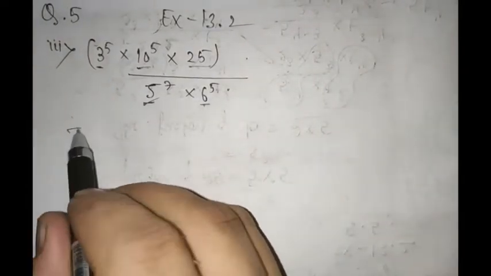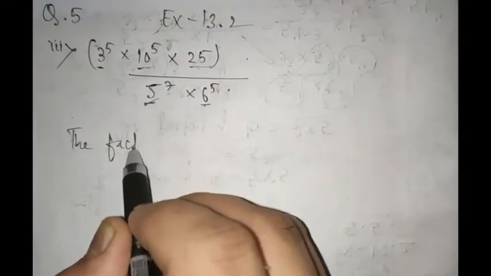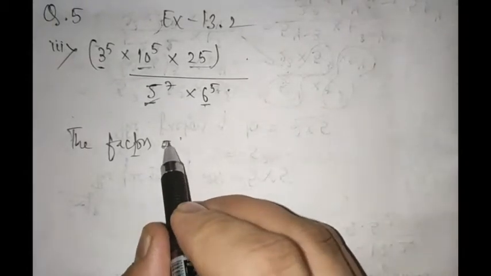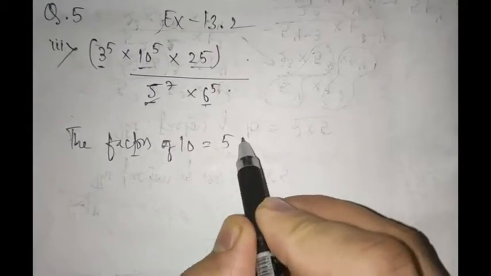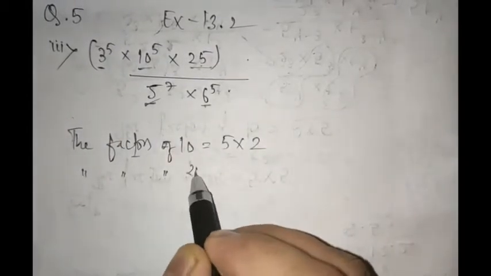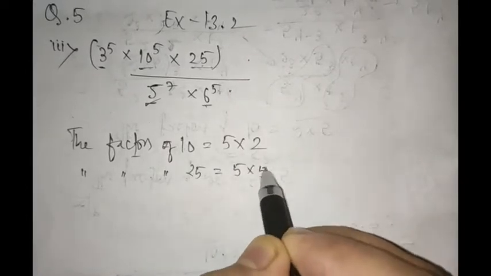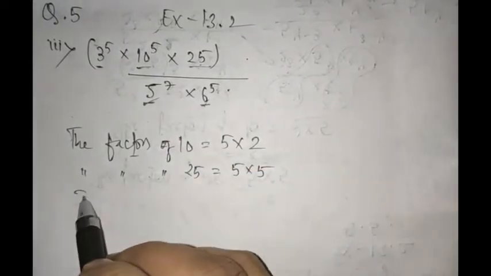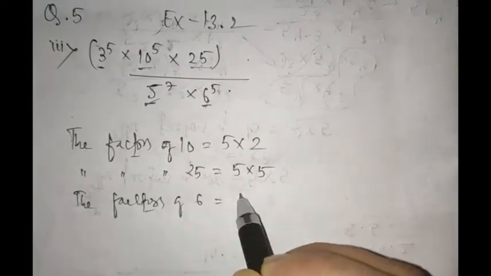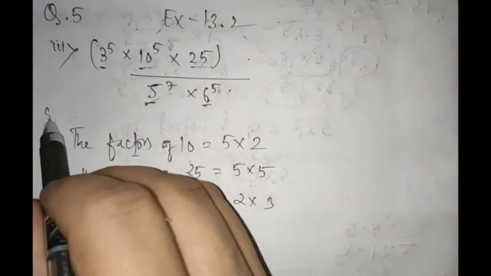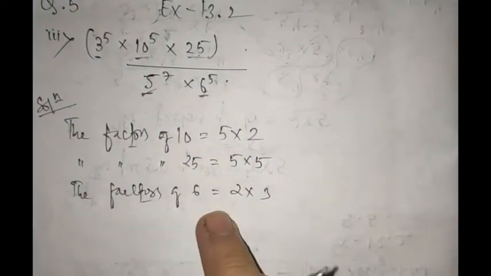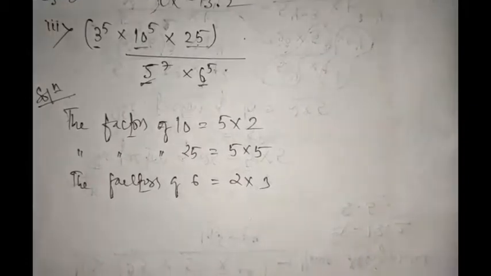So first of all, you will write those numbers which we have to convert in the prime form, right? So the factors of 10 can be written as 5 into 2. Similarly, the factors of 25 is 5 into 5. The factors of 6 can be written as 2 into 3, right? So first of all, the factors should be found out and then you will proceed further.